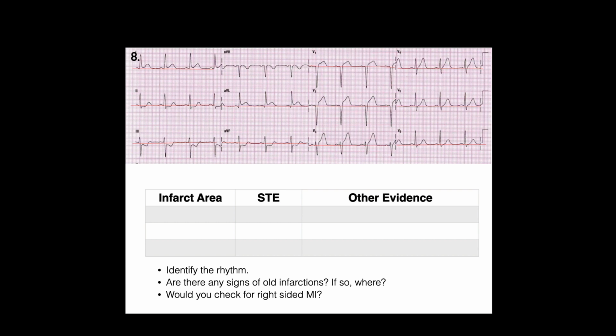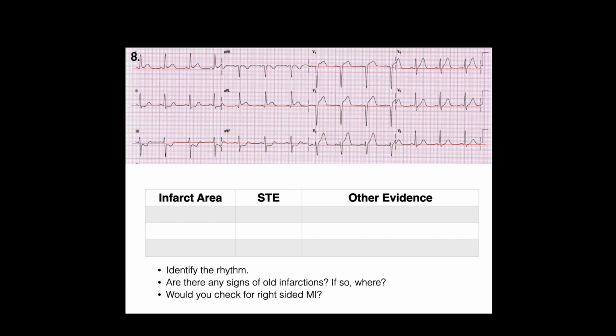Anterior, so V3. And then, like I said, 1 and aVL have ST elevation with reciprocal changes in 2, 3, and aVF. So what kind of STEMI is that? 1 and aVL is lateral. Good. So the whole thing would be septal, anterior, lateral, right? Perfect. So what is the rhythm? I think this one is easy.